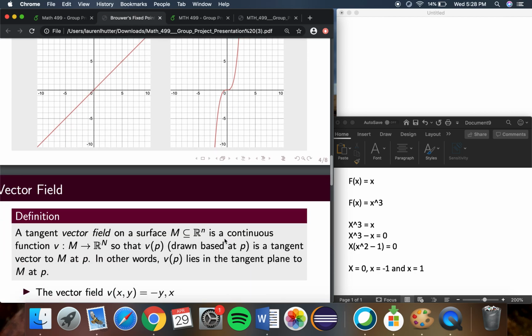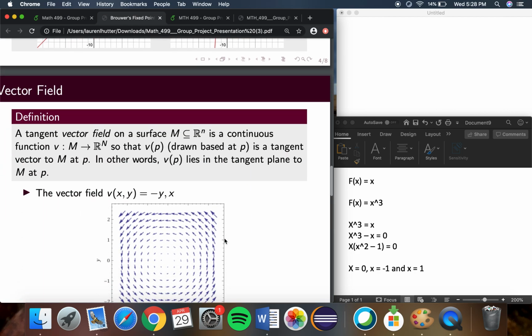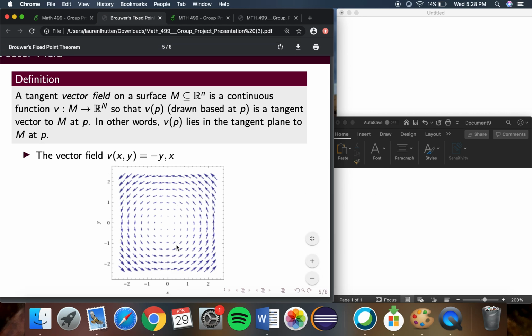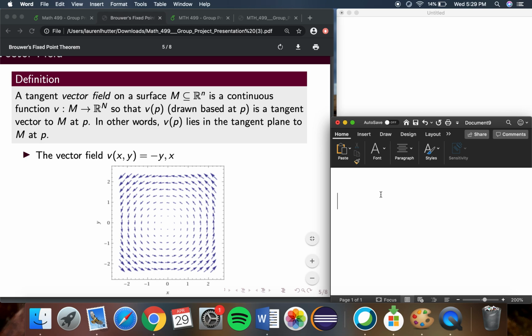So moving on, I wanted to discuss vector fields, which we're going to use today to prove Brouwer's fixed point theorem. This definition I got right out of our textbook, and then I created this nice looking easy example of v of x, y equals (-y, x).